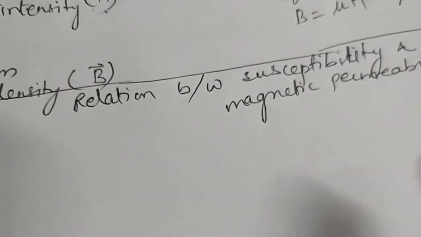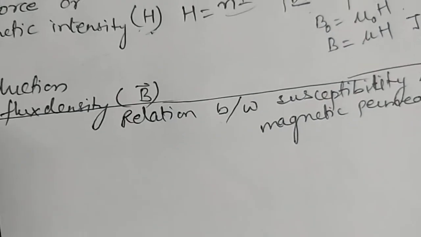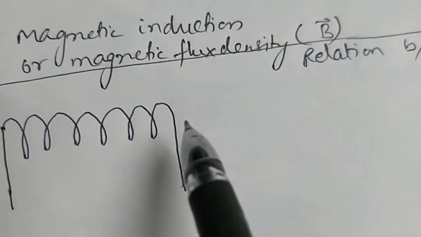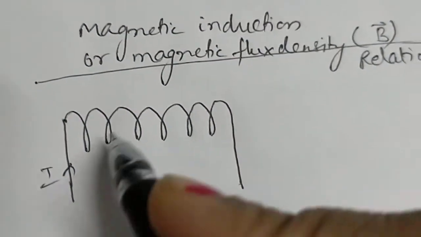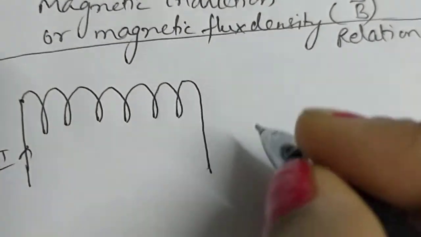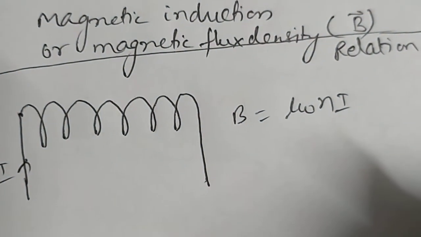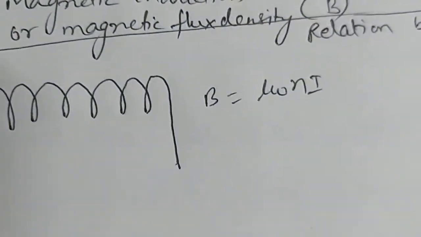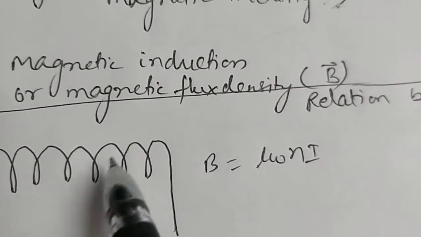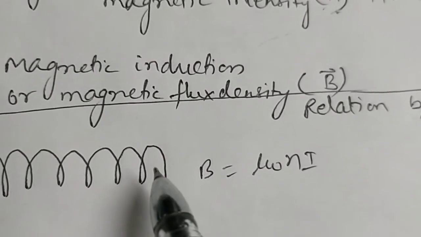Okay, so the next topic we're going to do is the relation between susceptibility and magnetic permeability. And you see here, suppose you have a solenoid which contains free space inside it, and it carries a current I. So the magnetic field at the center of the solenoid is given by B is equal to mu naught Ni. Now if you replace this free space with some core, you put some magnetic material in. When you put some magnetic material inside, what will happen? More field lines will pass through it, so your magnetic field will become stronger.